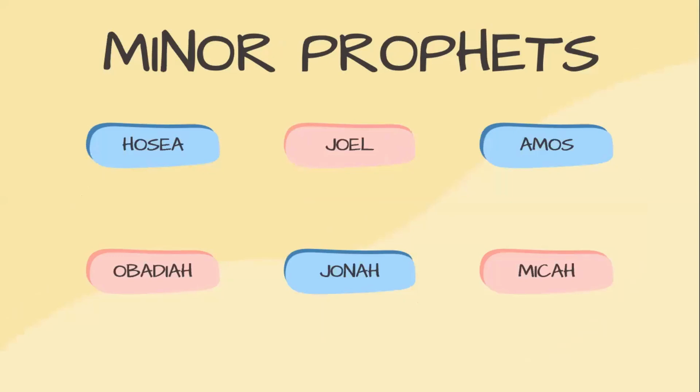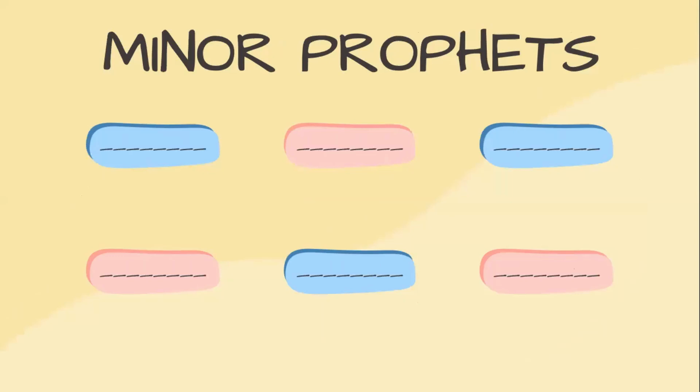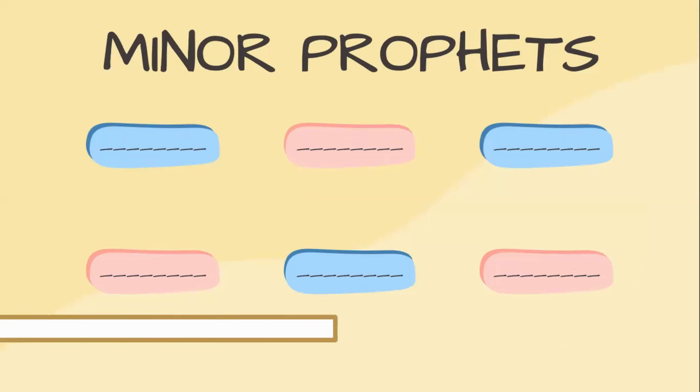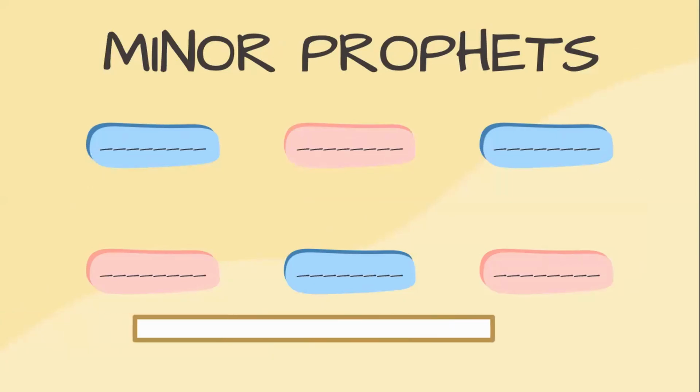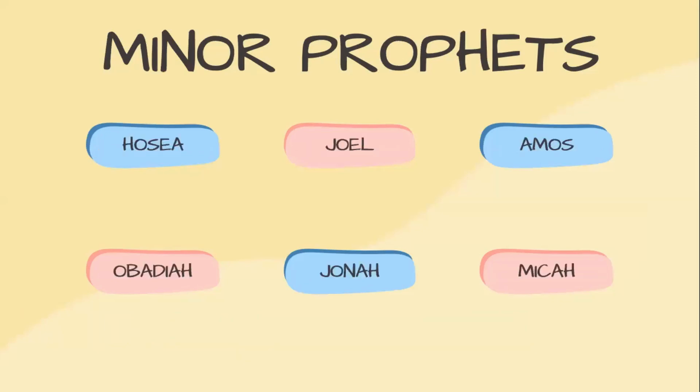Now let's see if we can remember those books. Okay, let's say those books together one more time. So we have Hosea, Joel, Amos, Obadiah, Jonah, and Micah.